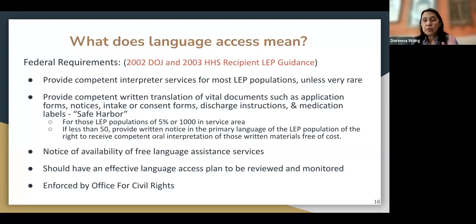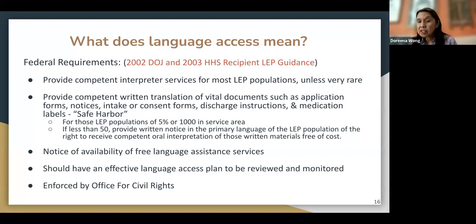In terms of the use of interpreters, it also requires that you must not use family or friends or minor children or untrained interpreters, except in cases of emergencies and until an interpreter can be found. And then they're also supposed to provide competent written translations of vital documents.